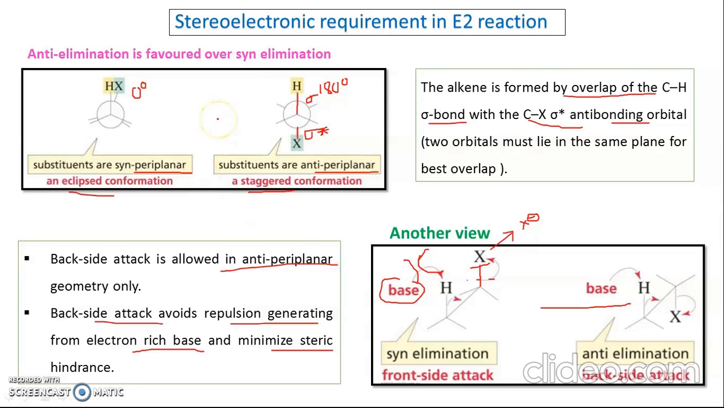So this is the first box, the picture that you are seeing, that is the Newman projection. In the second case, that is another view, the Sawhorse projection, where it is more clear how, when the base is attacking from the back side, we can avoid these two problems. One is the steric hindrance problem, another is repulsion between two electron-rich species. One is the base, another is the departing X minus. Okay.